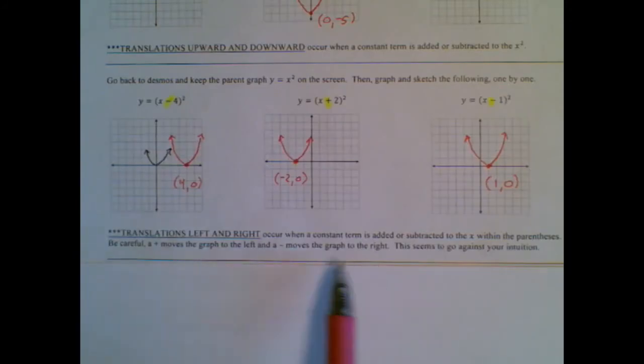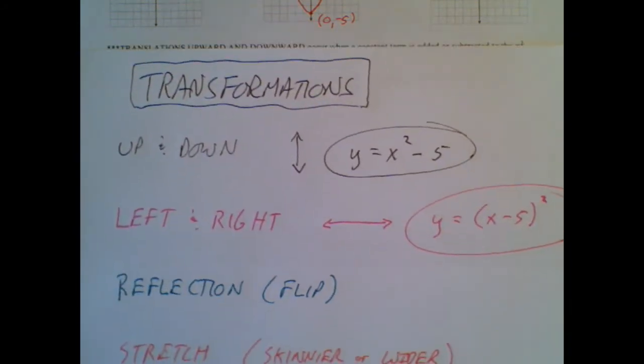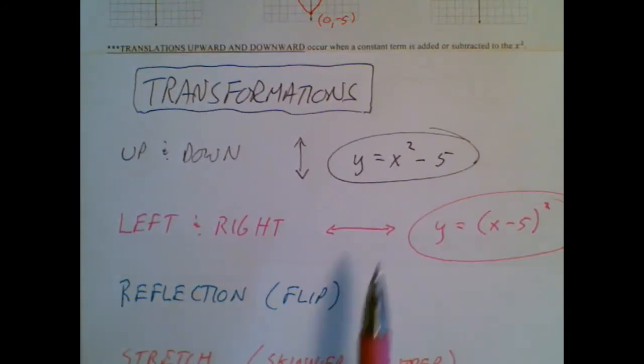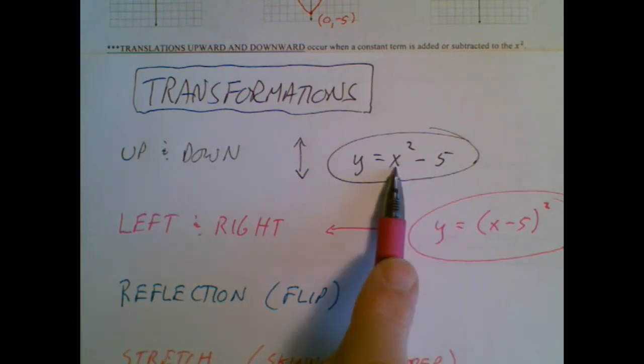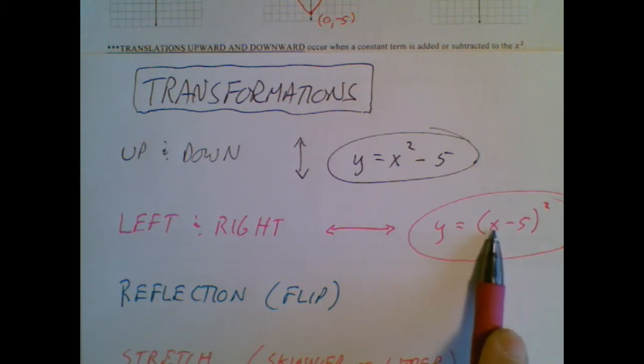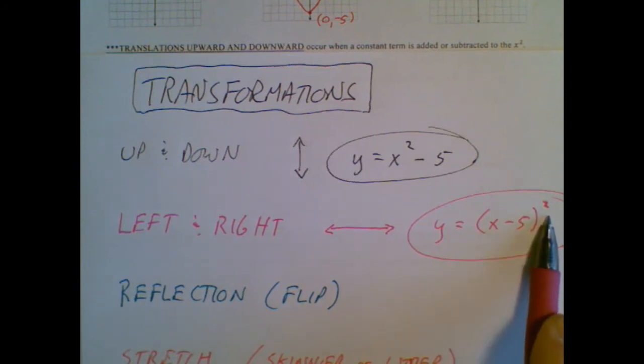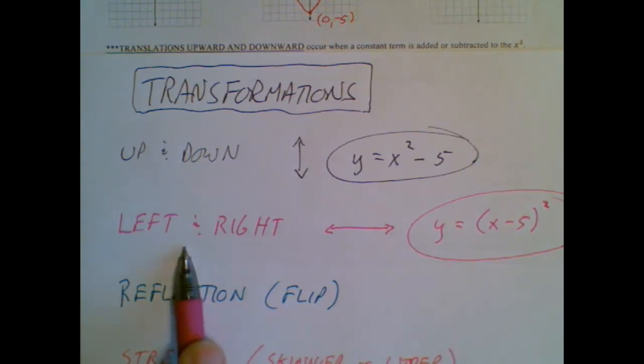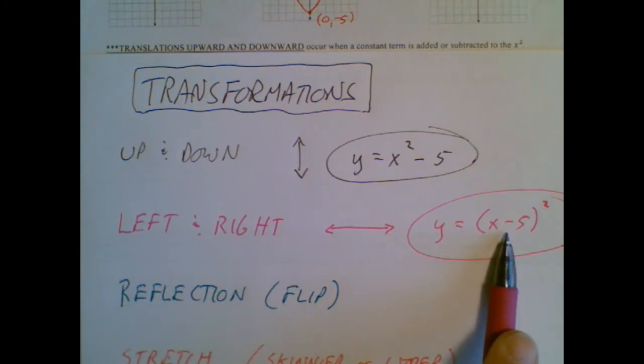On your note sheet, the text down here sums that up. Basically, we now have 2 things to look at. If something is added or subtracted to the x squared, that's moving it up or down. If something is attached to the x inside the parentheses squared, that moves it left or right. And be careful, your instinct could be wrong. A minus 5 means we've moved it to the right 5.